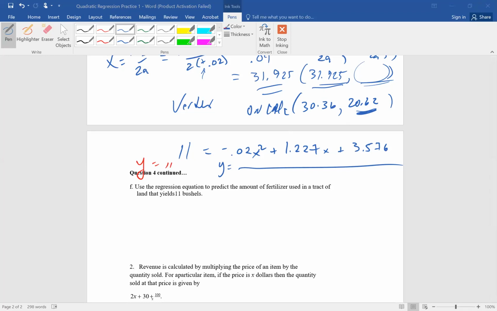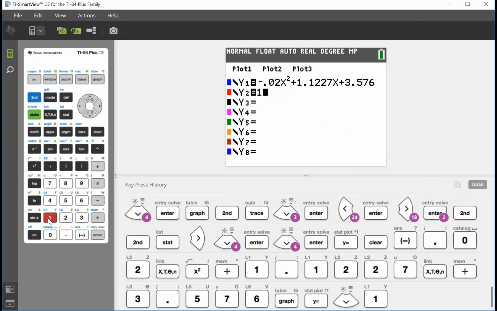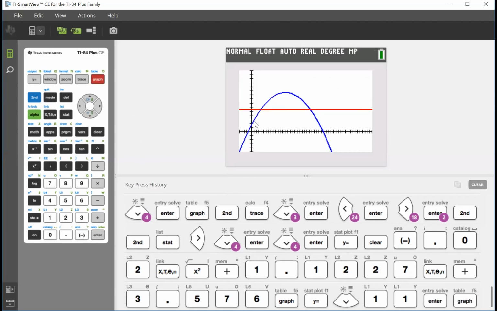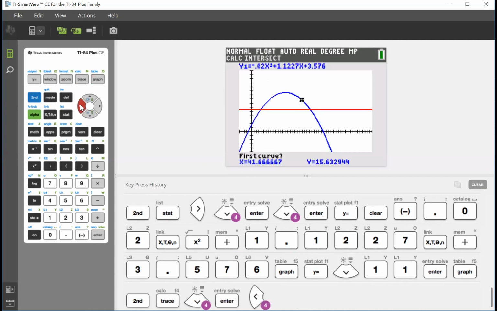And as I switch over, really what I'm trying to suggest is go down here and type in y equals 11, because where they cross is what you're looking for. So you know they'll cross here and here in those two spots at 11, but really I want to figure out how much fertilizer will yield that amount of bushels. So here we go. Second, calculate, intersection. And you can do either one first. You just have to get close to it, and it's going to ask you for the first and second curves. So here we go. Enter first curve, second curve, and all I'm doing is hitting enter 3 times.